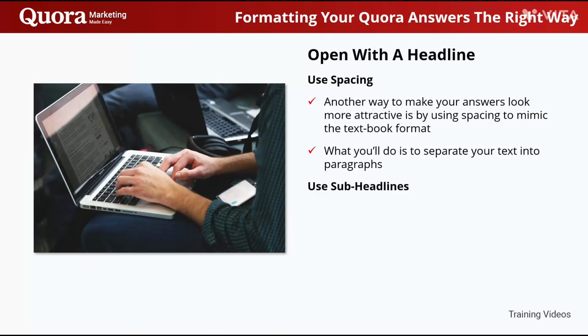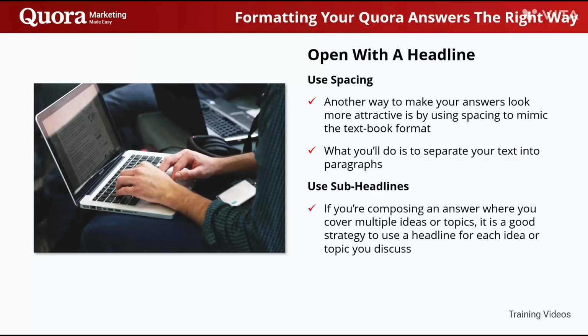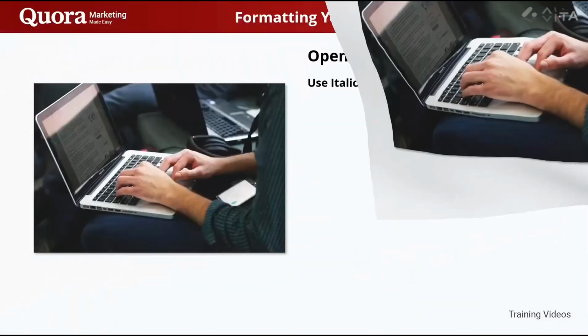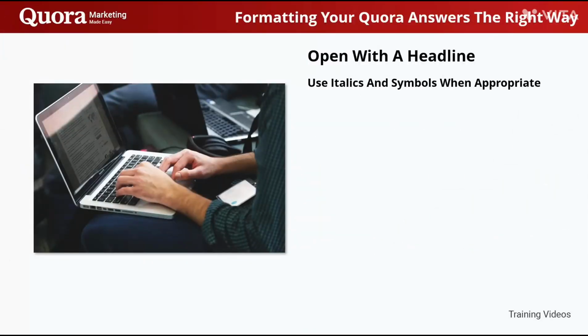Use subheadlines. If you're composing an answer where you cover multiple ideas or topics, it is a good strategy to use a headline for each idea or topic you discuss. This is easy enough, and all you have to do is compose a single line of text with the idea or topic keyword, bolden it, and then develop the idea below the headline. Using headlines will let you format your answers like list articles, which are easier to read than long-form articles with no subheadlines.